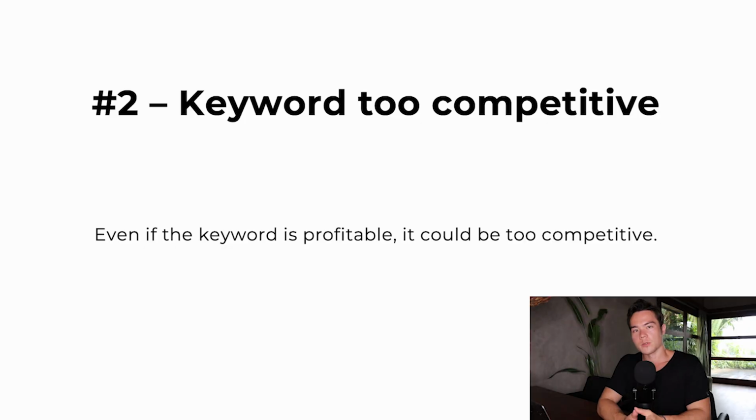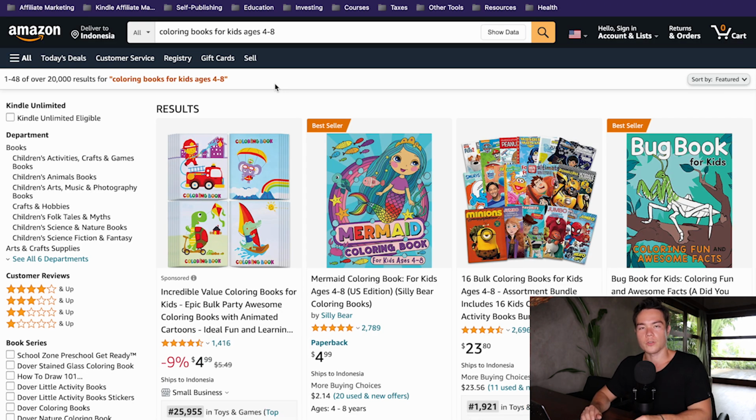All right, so reason number 2 is that the keyword is too competitive. So even though you found a keyword that people are actually searching for and people are buying a book on the topic, if the keyword is too competitive, then your book will not be seen by other people because it gets buried, right? So how do you check for competition?